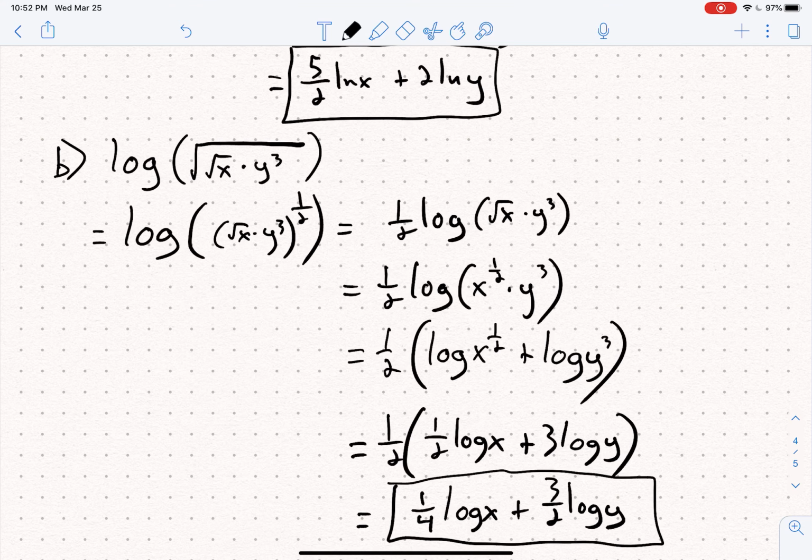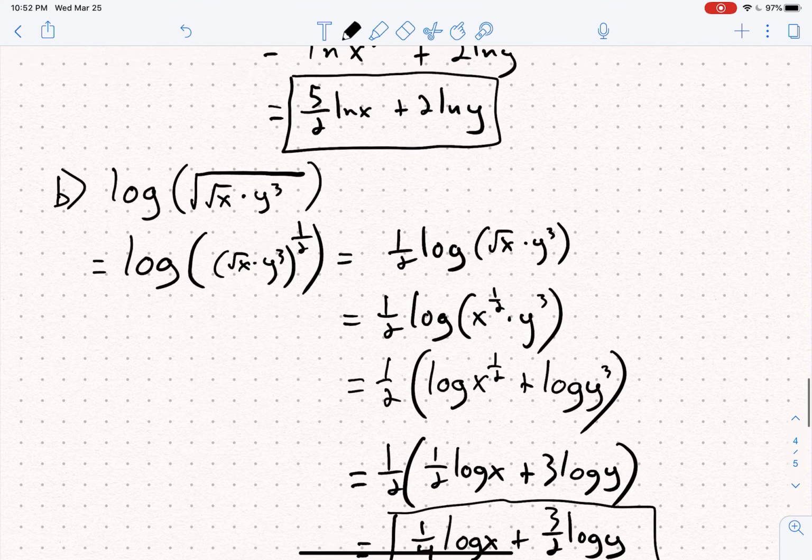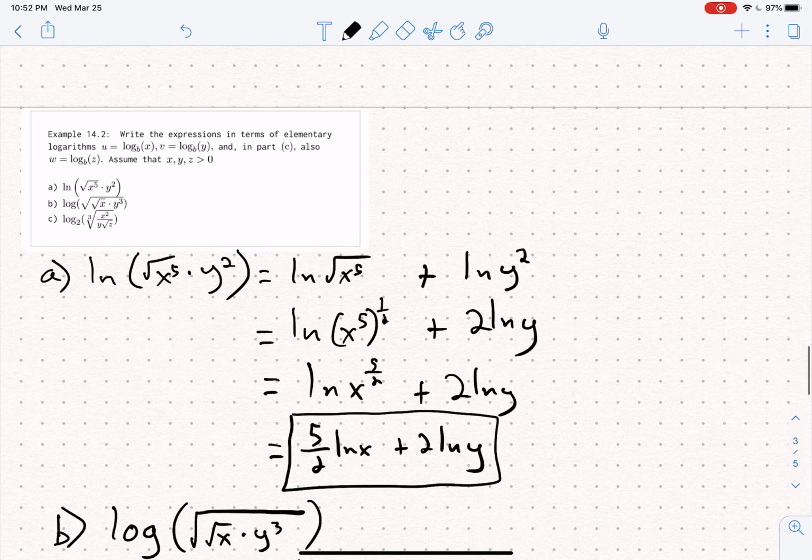All right, that's B. Go ahead and pause, work out C, and we'll come back and take a look at it. Let me grab a copy. These are a little bit squished together, I admit.